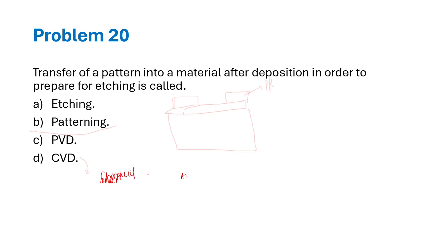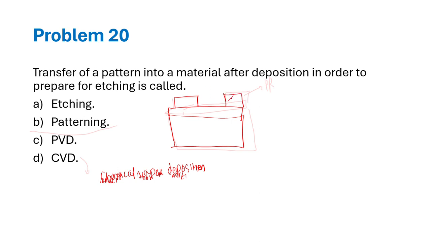Say if I change the question to: transfer of a pattern into the deposited material is called what? Let's say we have a thin film. If we want to transfer the pattern to the thin film, then what process will we use? This is a photoresist. Then we will use etching.